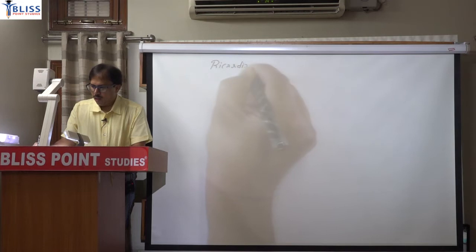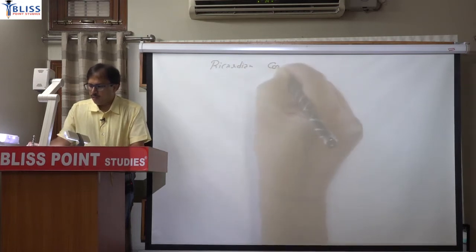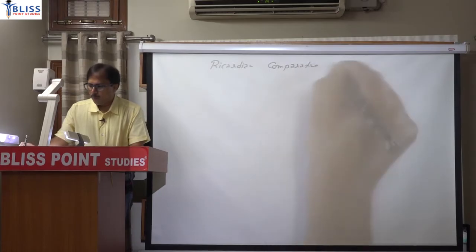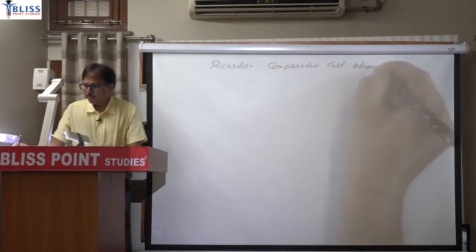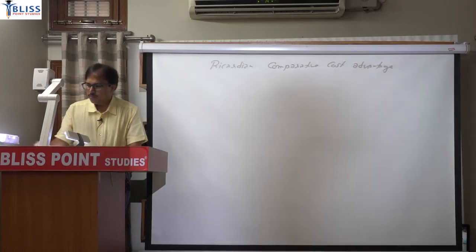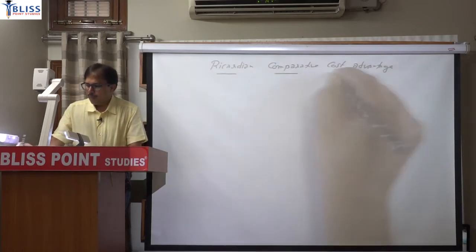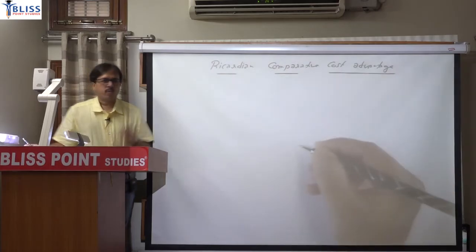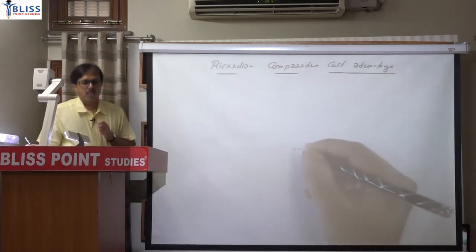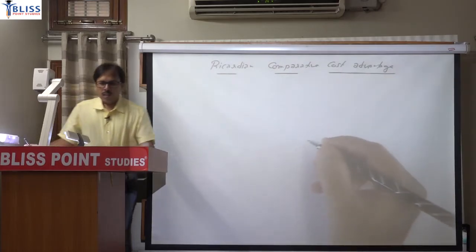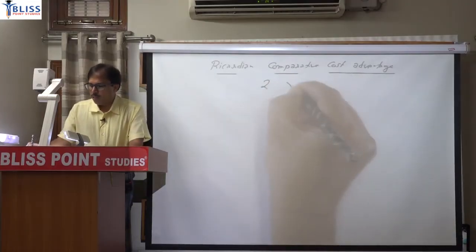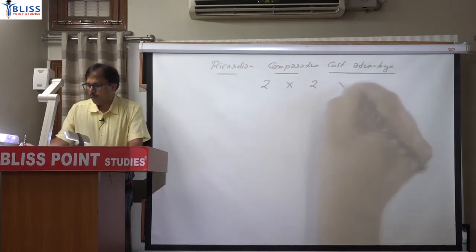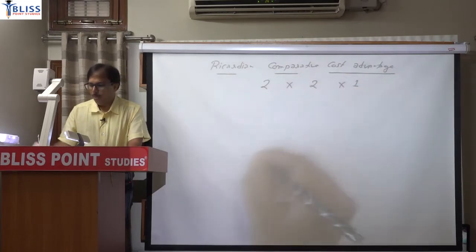Ricardian comparative cost advantage theory. So first is basically Ricardian comparative cost advantage theory. Now, as explained, Ricardian comparative cost advantage theory will be based upon the 2 by 2 by 1 model.